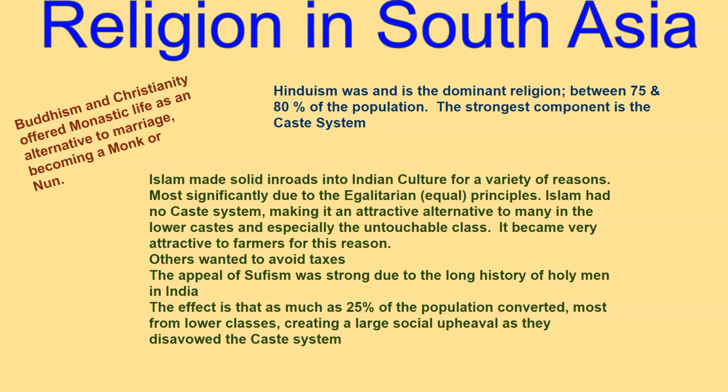You do have people that will convert simply for financial reasons. They kind of become nominally Muslims to avoid the taxes on Muslims. And you also have a very strong appeal of the Sufis, those wandering holy men, due to the long history of India of this type of holy man wandering around. The effect is that as much as 25% of the population during the time frame we're looking at, 1200 to 1450, converts to Islam, most of them from the lower classes, which really creates a lot of social upheaval.